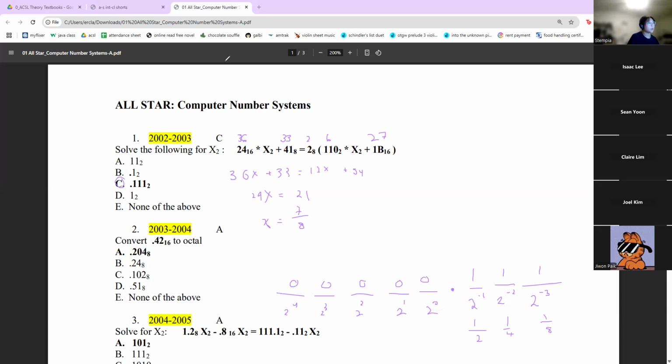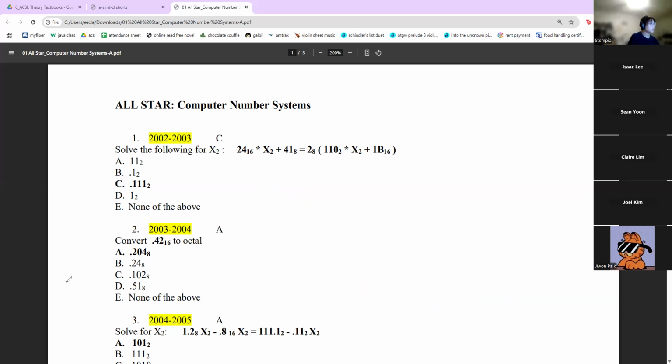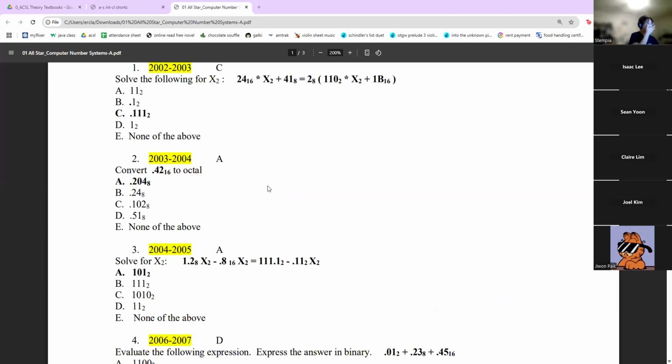Nope. All right. Moving on to number two, it is a very similar concept, right? We need to convert a base 16 hexadecimal number to an octal number. How do we do that, just completely ignoring the decimal? How do we do that just in general? Well, we need to first convert it to base 2. It's the exact same concept, like completely disregard the decimal point.